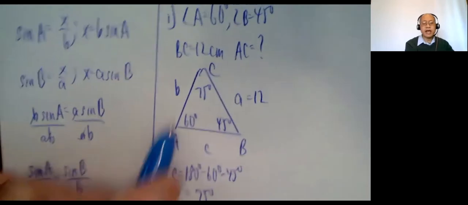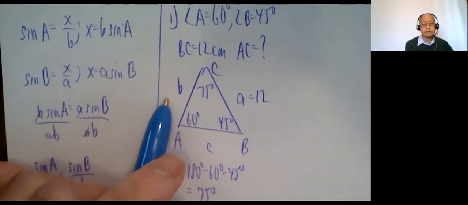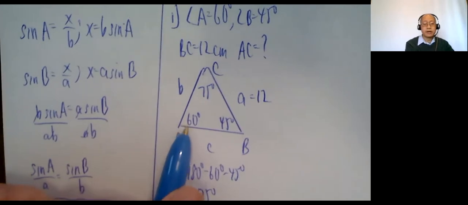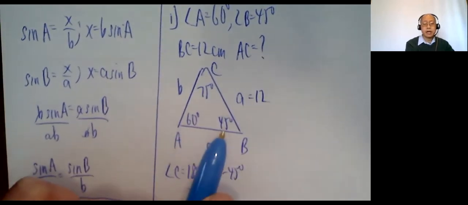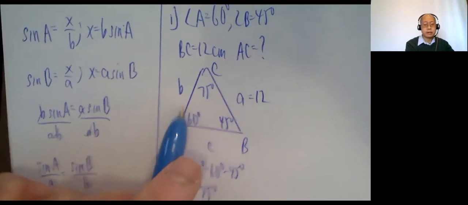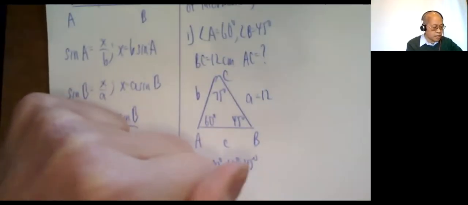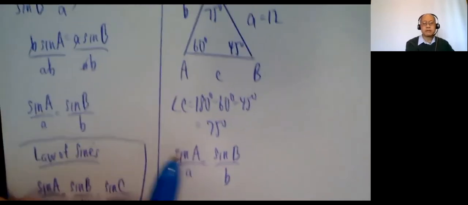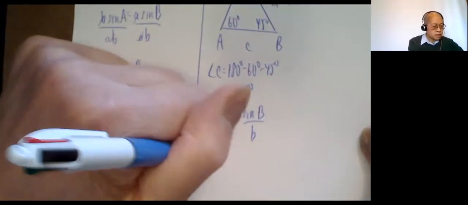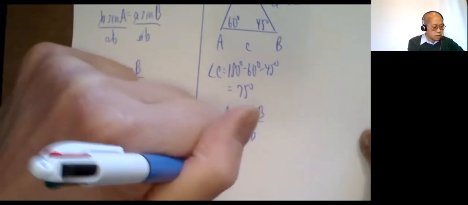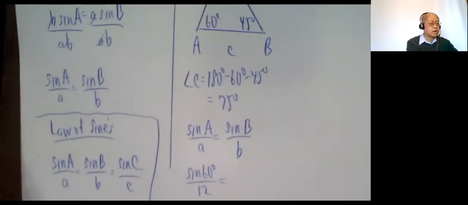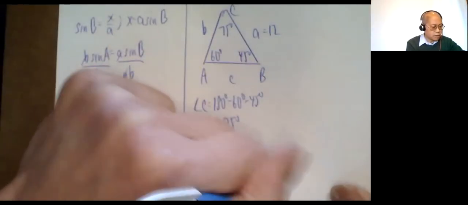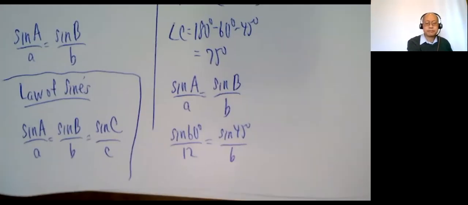All right, so they're asking us to find AC, which is little b. Okay, I have big A, little a, and big B. Okay, so sine A over a equals sine B over b. Plug in stuff. Sine of 60 degrees divided by 12 equals sine of 45 degrees over little b.